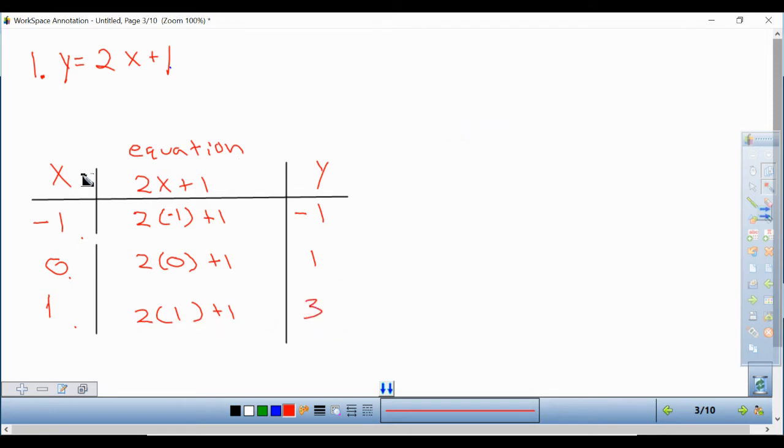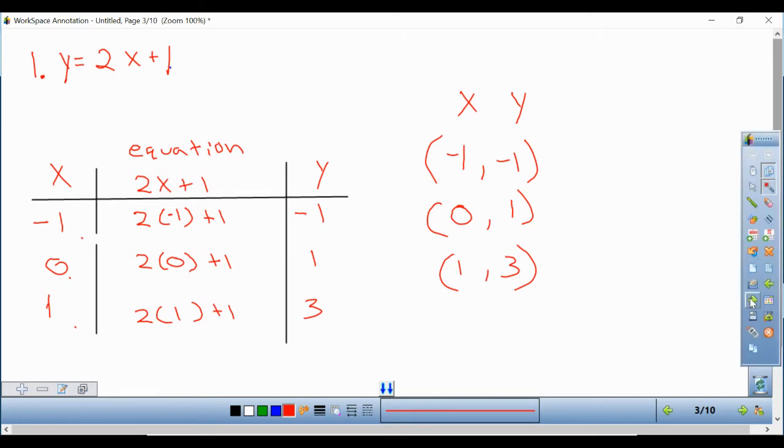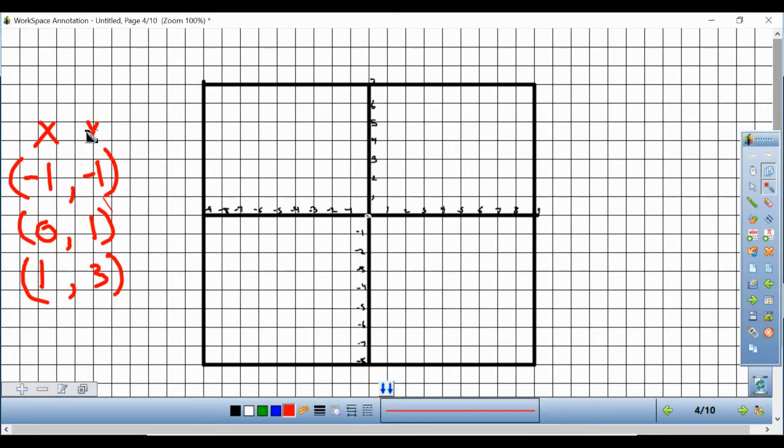Now I've got x and y values. And when you have an x and a y value, you have coordinates. So when x is negative 1, y is also negative 1, according to my table. When x is 0, y is 1. And when x is 1, y is 3. And these are the coordinates I'm going to use to make my line on a graph. So the next page, I've got a graph with the exact same coordinates right here.